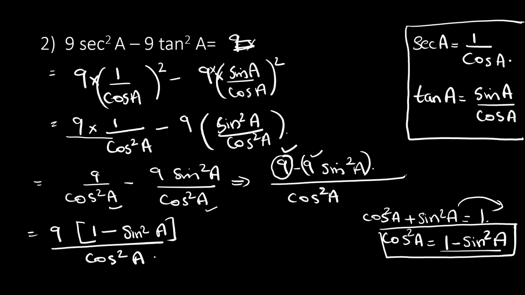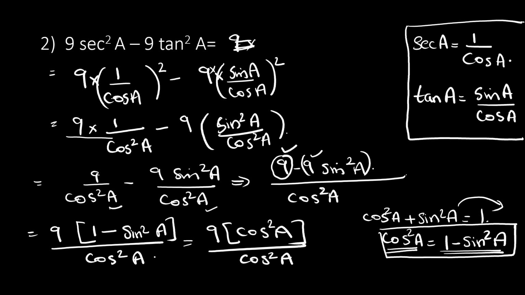1 minus sin square A is cos square A. So in the bracket we have 1 minus sin square A. That is, we can replace this by cos square A, divided by, in the denominator, cos square A. So the numerator cos square A and the denominator cos square A get cancelled and we get 9 as the answer.